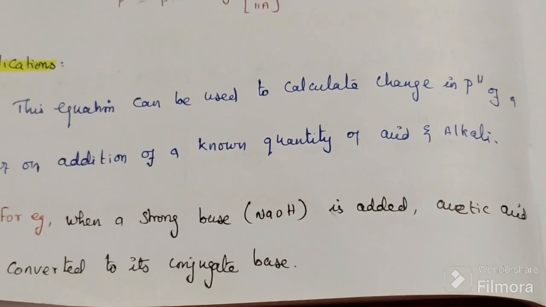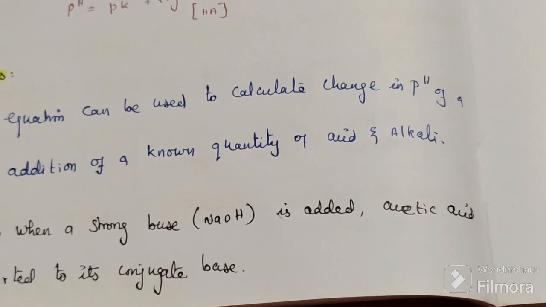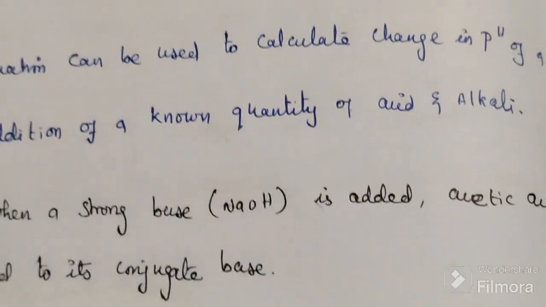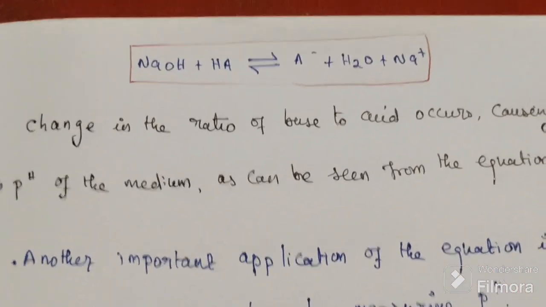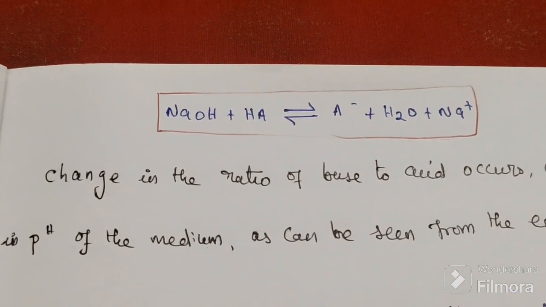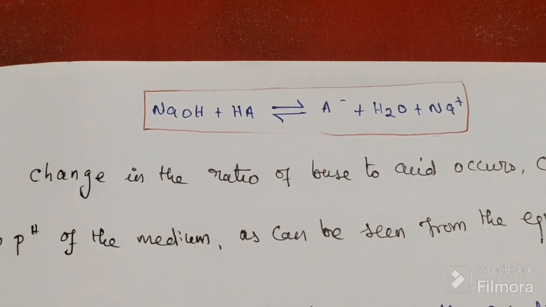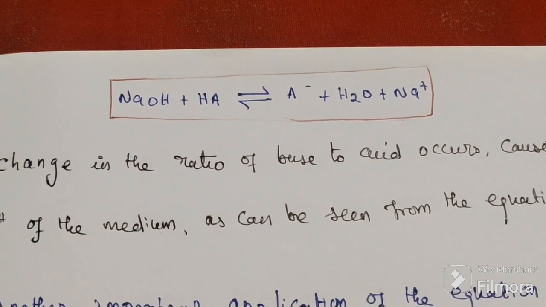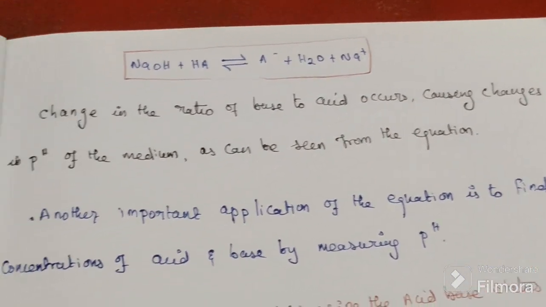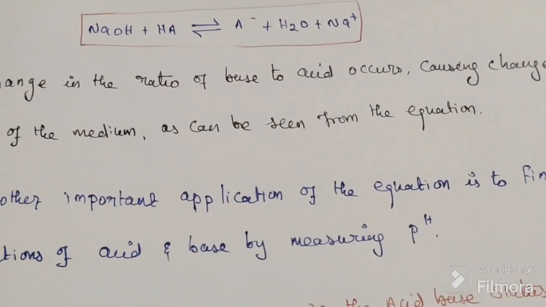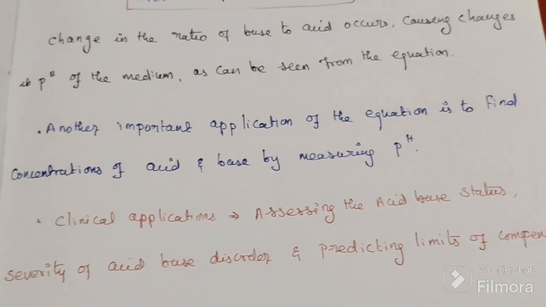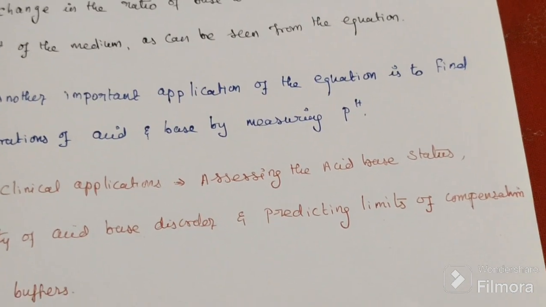For example, when a strong base NaOH is added, acetic acid is converted to its conjugate base. NaOH plus HA, the weak acid, will give conjugate base plus water plus Na. Changes in the ratio of base to acid occur, causing changes in the pH of the medium, as can be seen from the equation. Another important application of this equation is to find the concentration of acid or base by measuring pH.